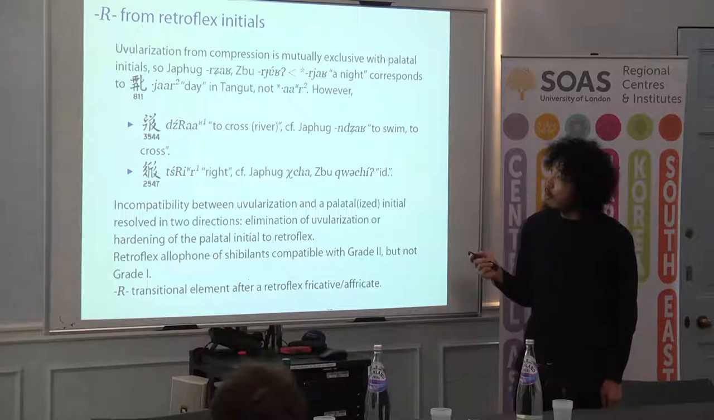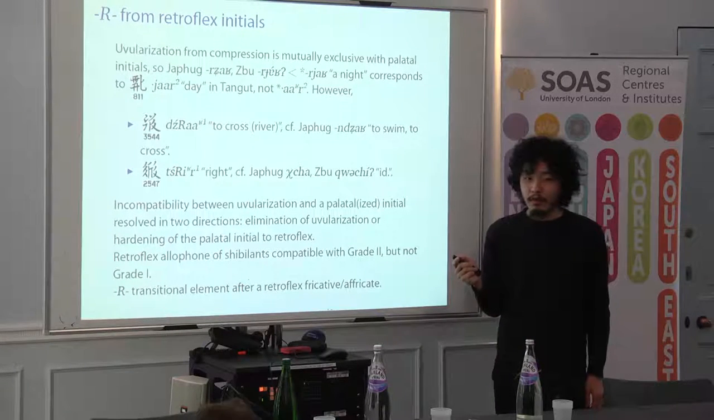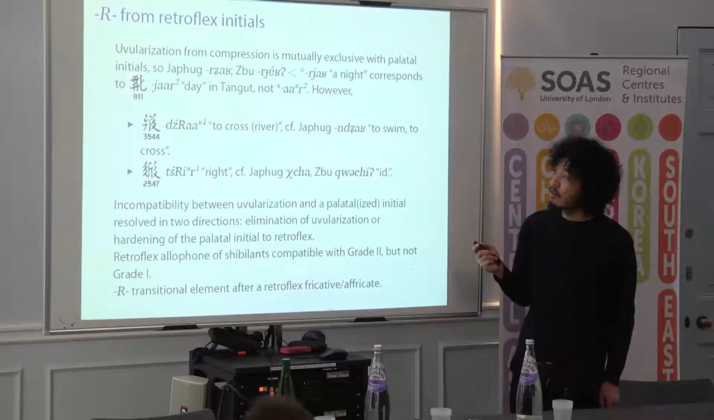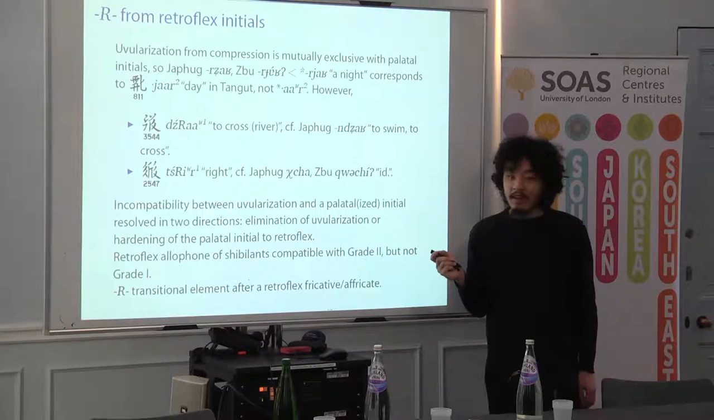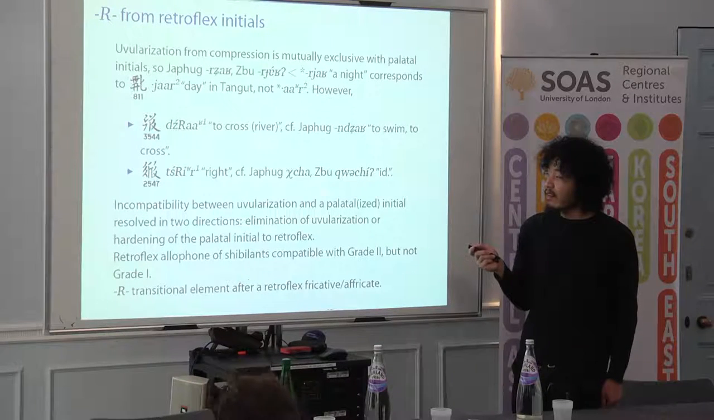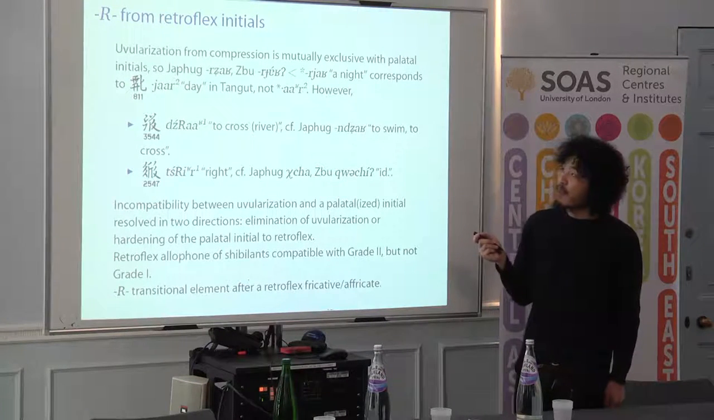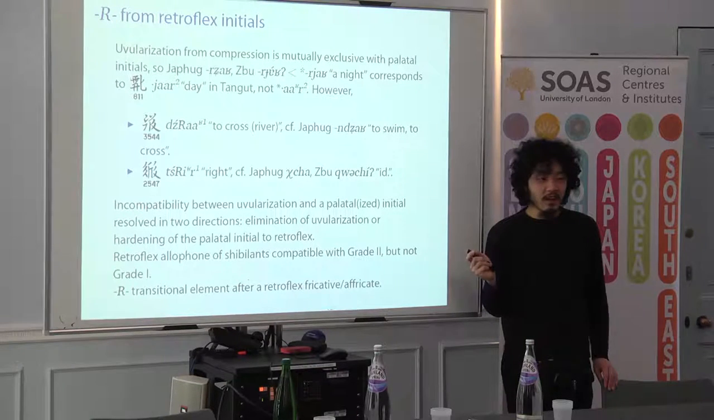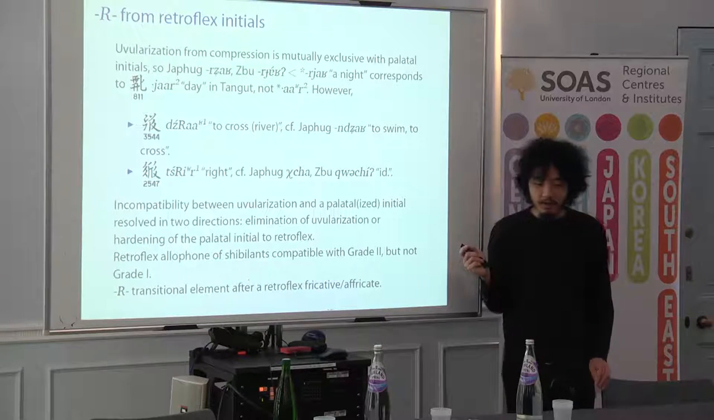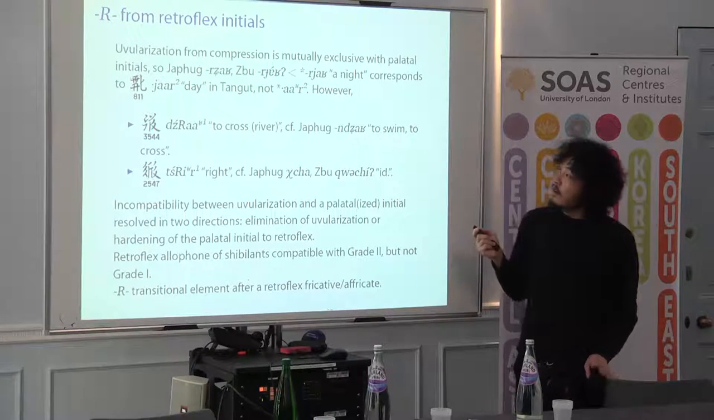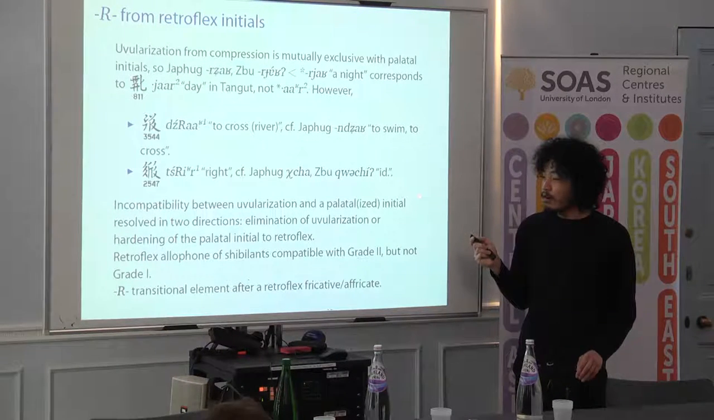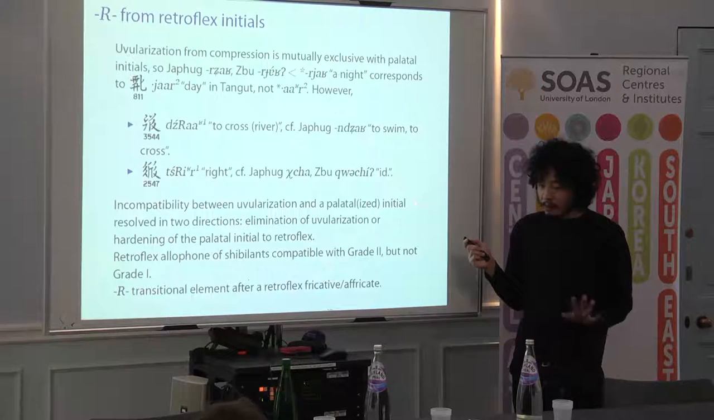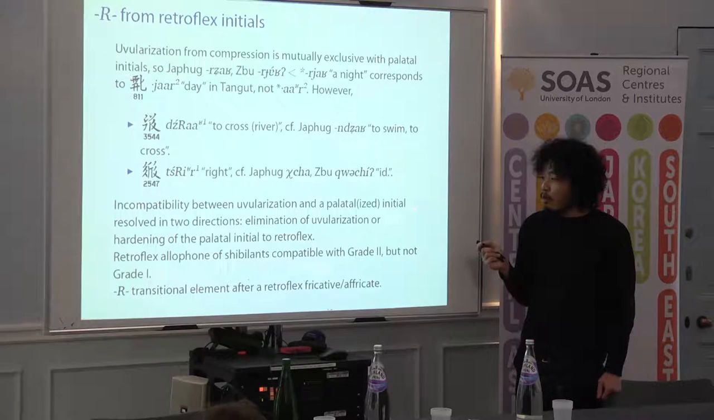The last origin for the grade two in Tangut is retroflex initials. I think I don't have the time to explain it clearly here, so I just declare by fiat that the shibboleths, so the zhangzu initials, are pronounced retroflex before a uvularized rhyme. So what does it say?